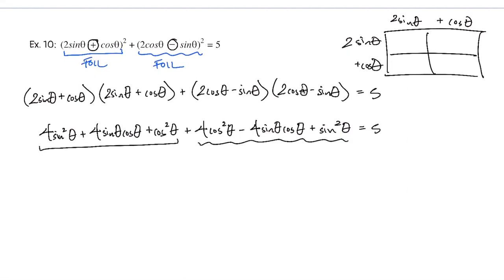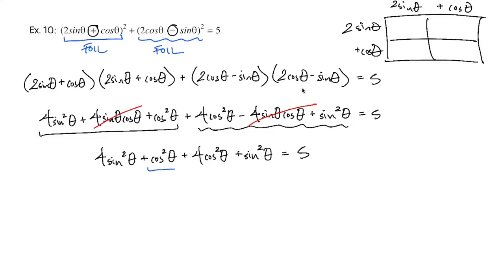Okay. So let's see, we've got a 4 sine cosine, and we have a negative 4 sine cosine. So those are going to definitely go to 0. Exactly. Okay. And so let's see what we have left. We've got 4 sine squared theta plus cosine squared theta plus 4 cosine squared theta plus sine squared theta equals 5. All right. So what do we do? Pythag. All right. So tell me what you mean by that.